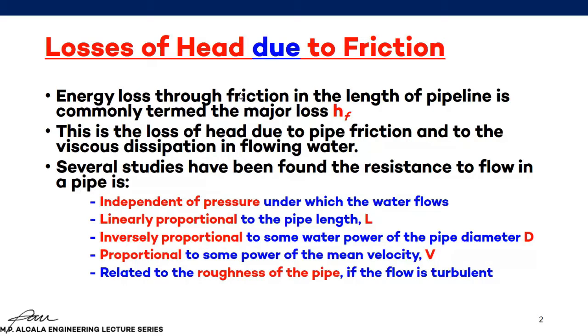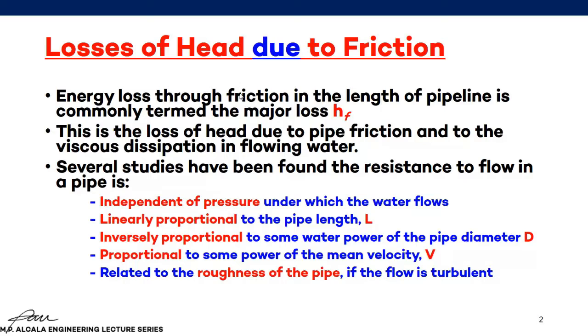Essentially, losses of head in your pipe or in your water flow come from friction. As we said from the previous lectures and early on in your mechanics, in your statics, in your kinematics, we already have an idea that friction causes energy dissipation. So energy losses through friction in the length of pipelines is commonly termed the major loss, H sub F, or HF. Let's term it HF.